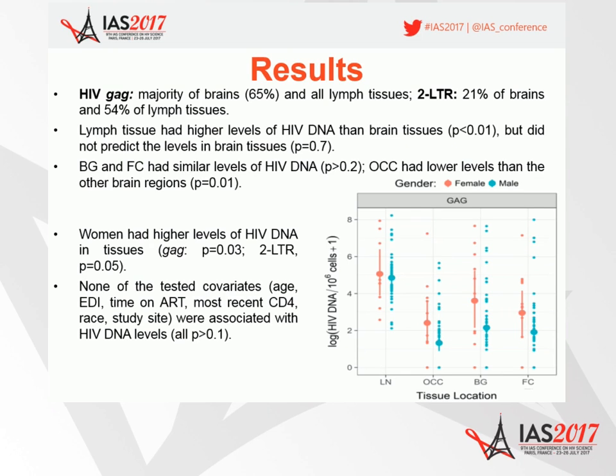Both the basal ganglia and the frontal cortex had higher levels of HIV GAG than the occipital region. And then women had higher levels of HIV DNA in tissues than men for GAG, and that's what this figure shows. The y-axis is the log copies of DNA. The women are in the darker and the men in the lighter circles in every region that we saw, but the spread was quite large.